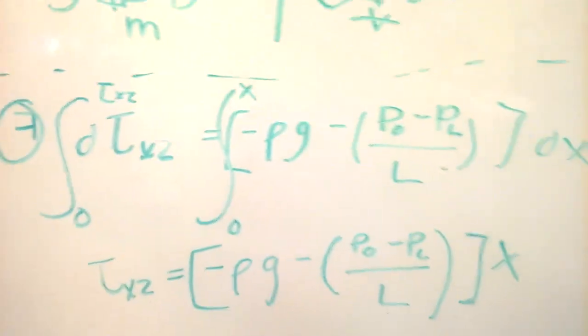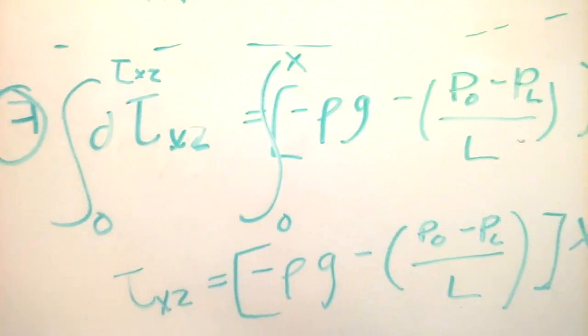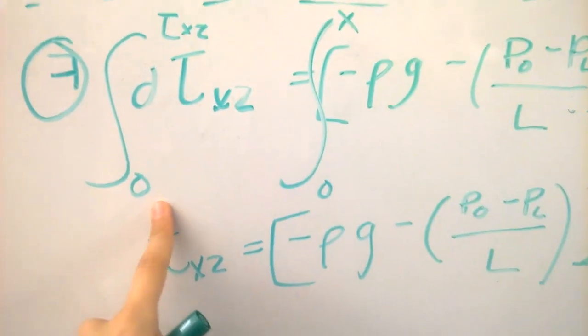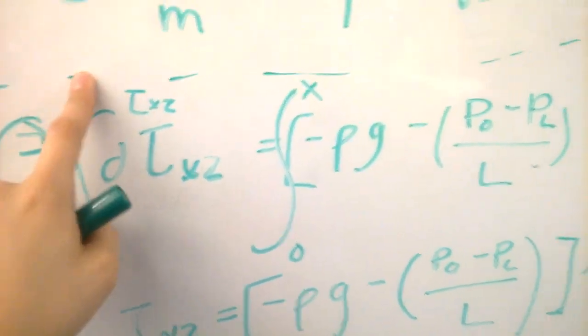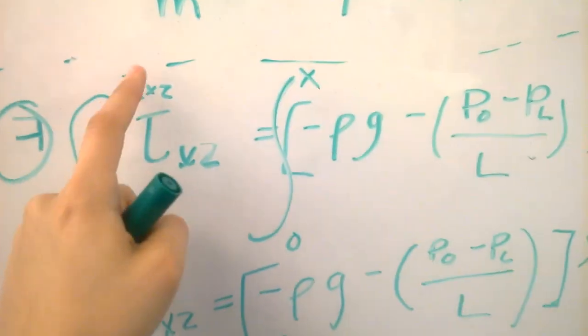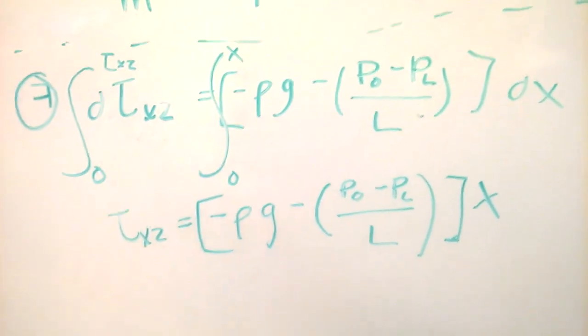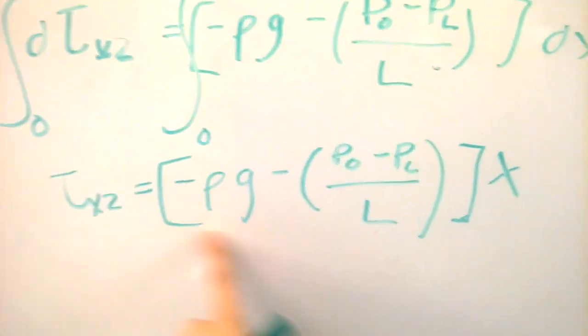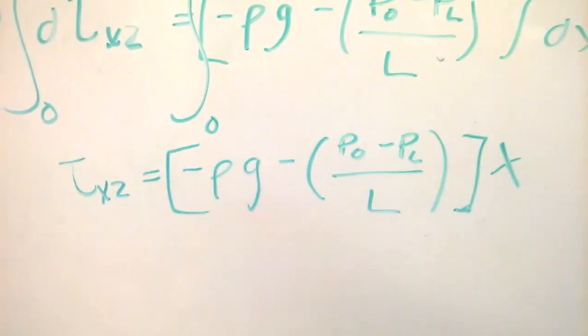So we simply integrate, where at x is 0, the shear stress is at a minimum, and at x we just have a variable, a placeholder. So we simply do that, and as you can see, that's the answer for the problem.